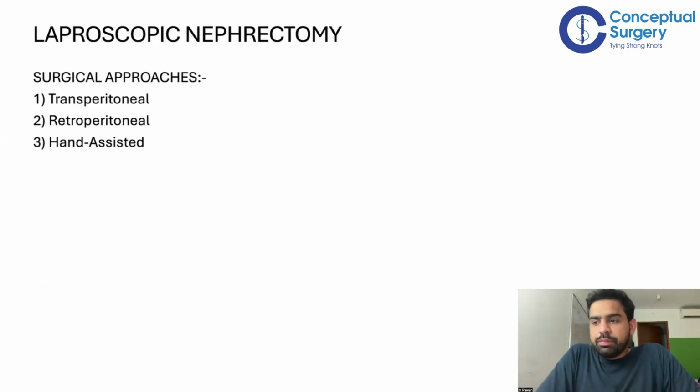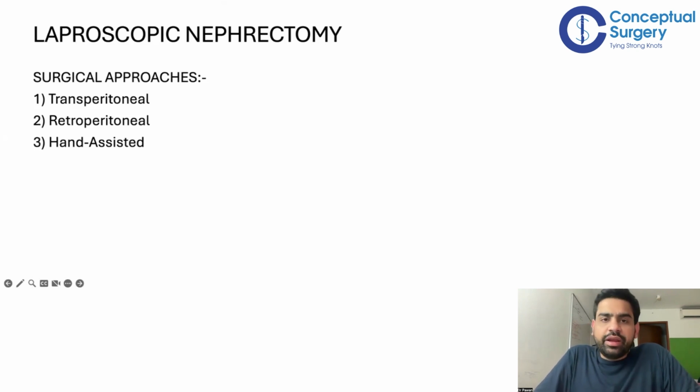Now, what is transperitoneal? You are basically entering into the peritoneal cavity, and through the peritoneal cavity, you're removing the kidney. That is the transperitoneal approach. What about the retroperitoneal approach? You are basically going behind the peritoneum. You're not entering inside the peritoneal cavity. Our kidney is a retroperitoneal organ, right? So yes, you can remove the kidney via the retroperitoneum.